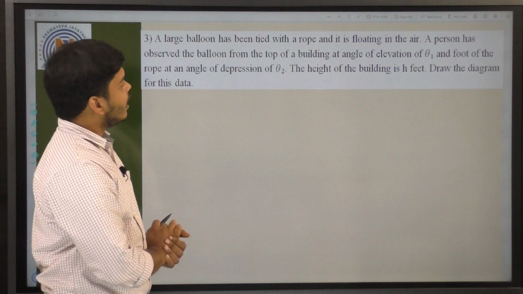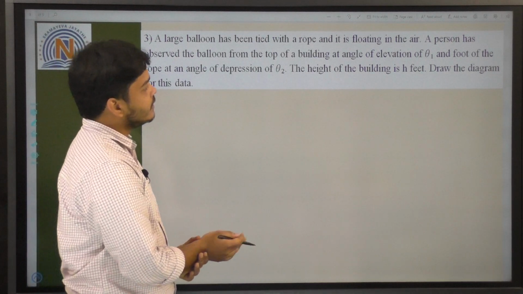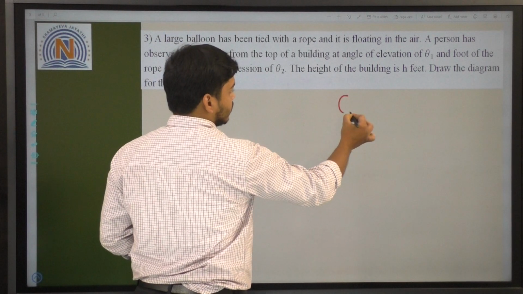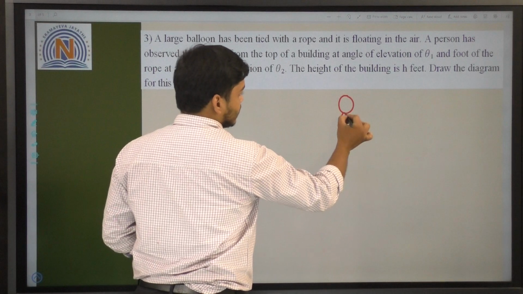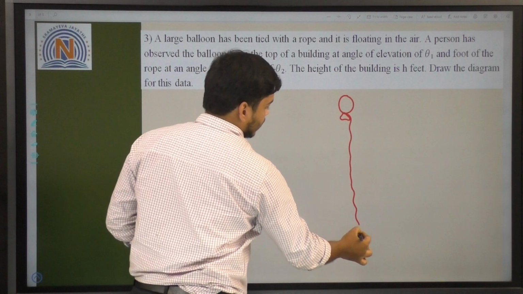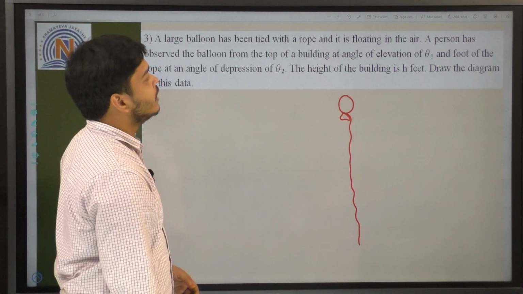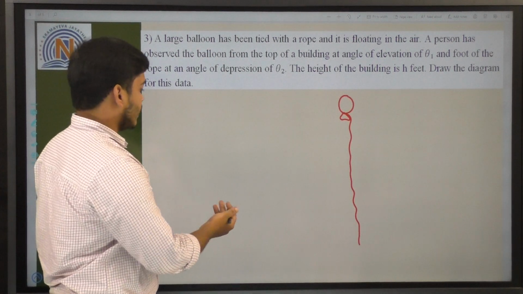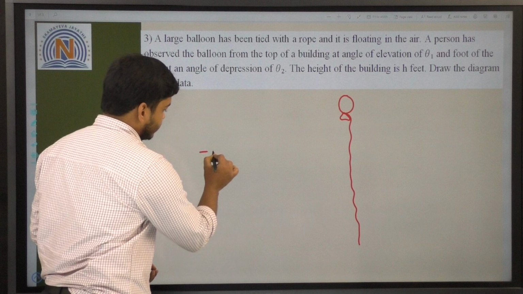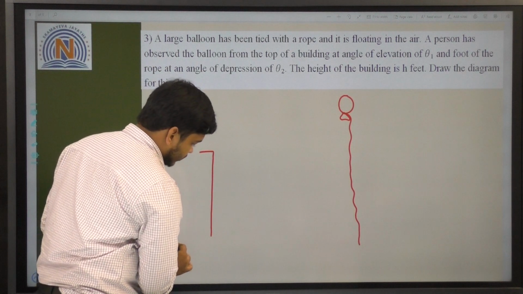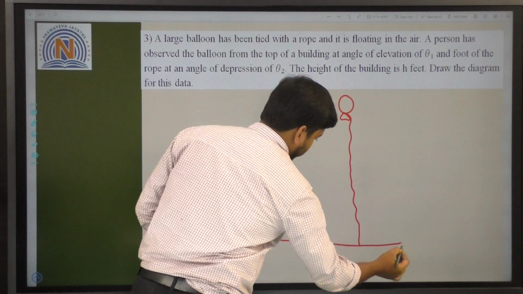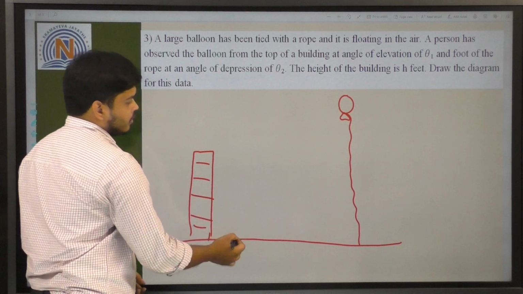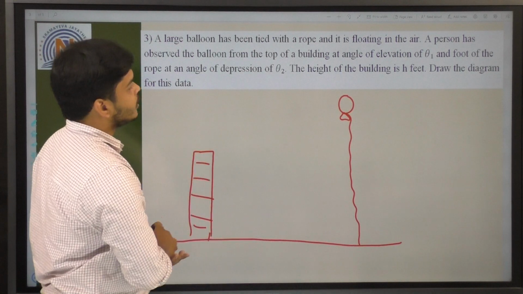A large balloon has been tied with a rope and it is floating in the air. For example, this is the balloon and it is floating in the air. A person has observed the balloon from the top of a building. There is one building. Let this be the ground level, and this is the building.